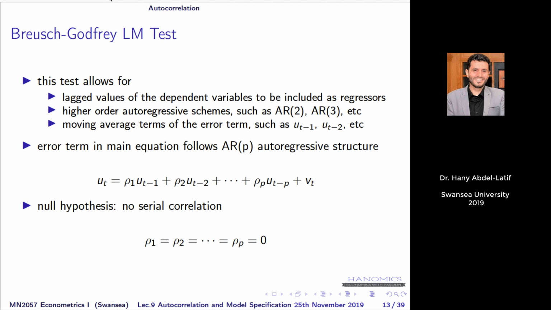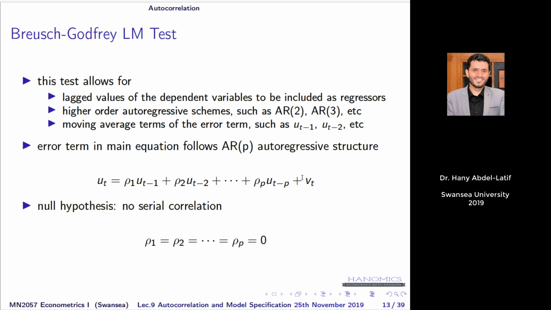So the Durbin-Watson test assumes that there's only an AR1 process for your error term. But the Breusch-Godfrey LM test doesn't. It actually allows for more than that. So in that sense, as you can see now, your error ut can follow an AR process of any order. So in this case, it's rho 1 ut minus 1, rho 2 ut minus 2, up to rho p ut minus p, plus some sort of, again, error.